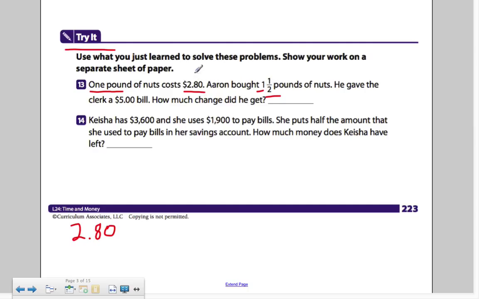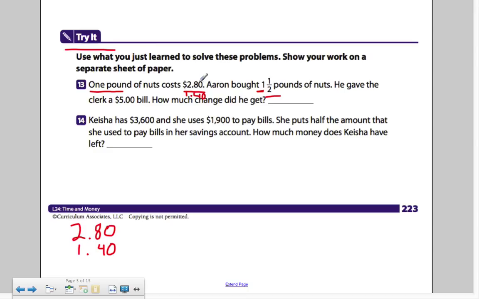Half of $2.80 is $1.40. How did I do that? I just know that half of 80 is 40, and half of 2 is 1. So it's $1.40, which is half. And we got to add those together. Why are we adding them together? Because he didn't just buy 1 pound of nuts, he bought 1.5 pounds of nuts.